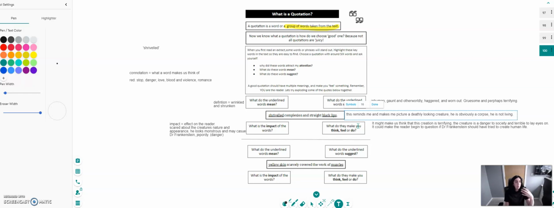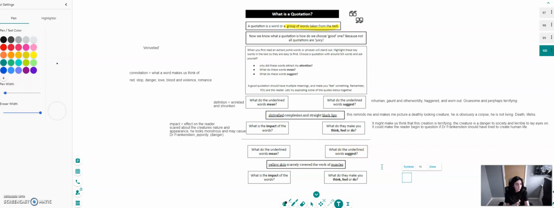And that's a really important idea as we go on to look in detail at the rest of Frankenstein. This idea of black lips makes us think of death. It makes us think of him being lifeless, okay? All through those two adjectives, we are already starting to come up with an analysis that we can use in our what, how, and why paragraphs.